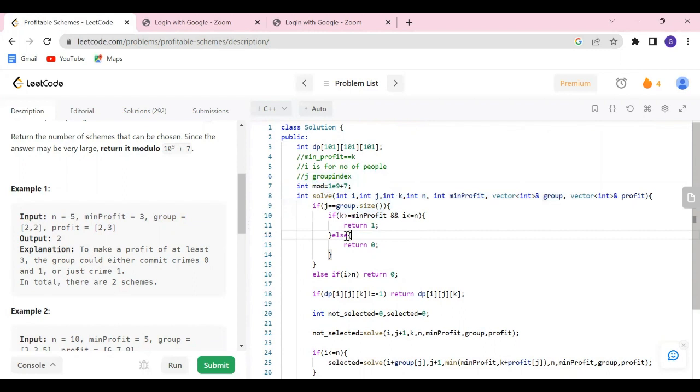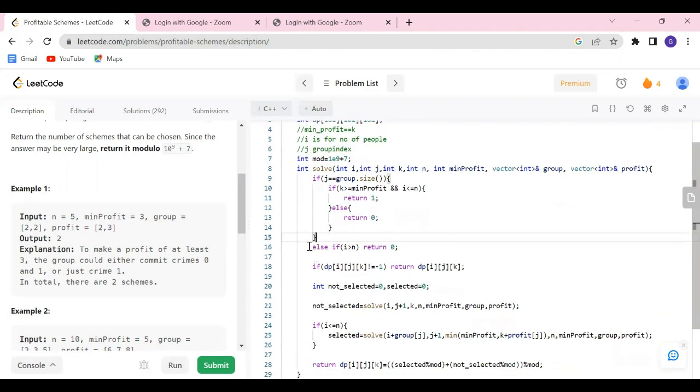So if j is equal to group size, we'll check a condition that our k, which is profit, is greater than or equal to min profit, and our I, which is number of people, is less than or equal to n, then we'll return 1. Else we'll return 0. And another condition is if our group of people, that is I, is greater than n, we'll return 0.